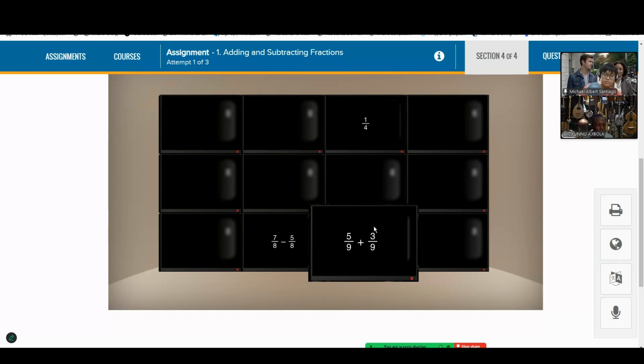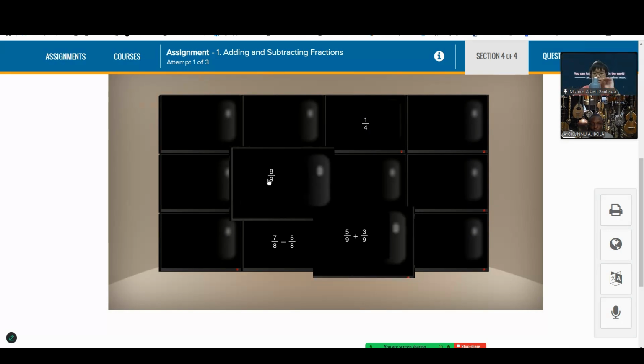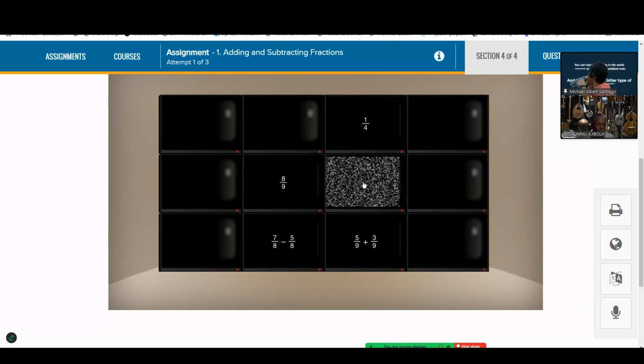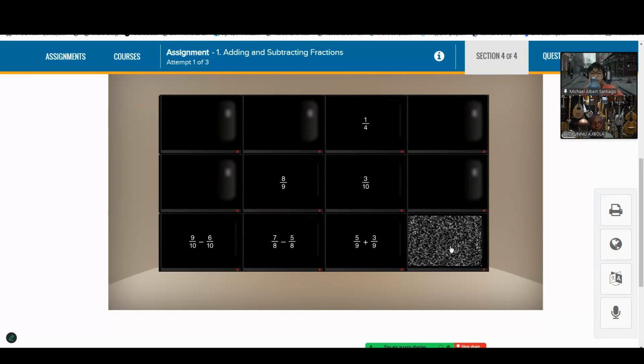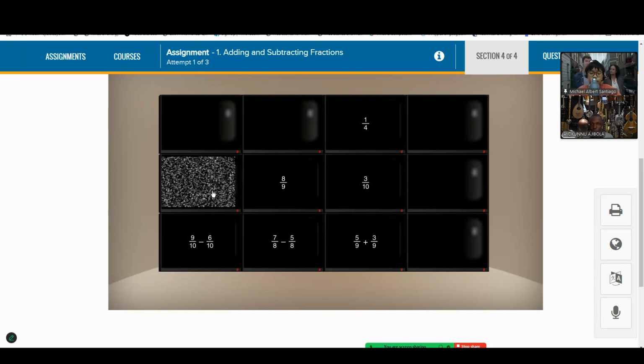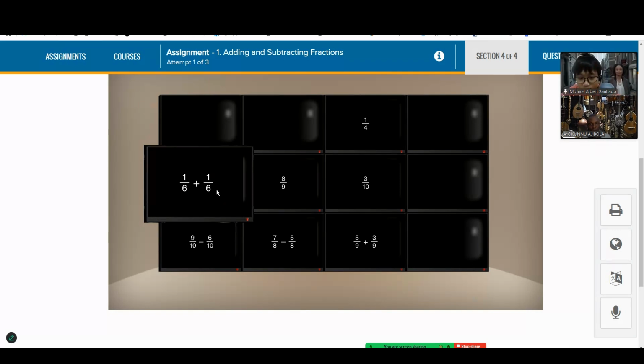Then we got to this place that says 5 plus 3 over 9. So what's 5 plus 3? That's 8, right? So we got 8 over 9. Then you can check on this space here. We have 9 minus 6 over 10. So 9 minus 6 is 3, right? So we got 3 over 10 here, okay? Then let's check the next one. Here we have 1 plus 1 over 6, and that's 2 over 6, right? Which is 1 over 3.